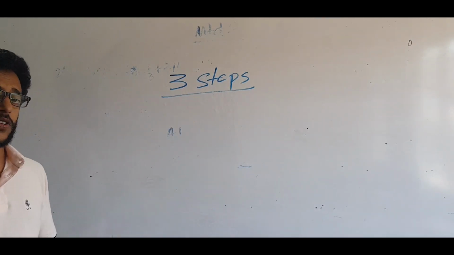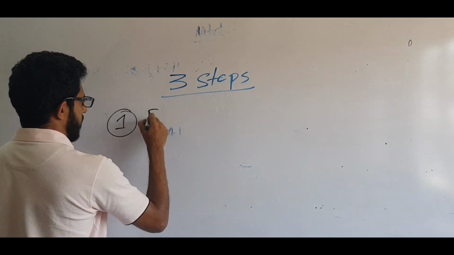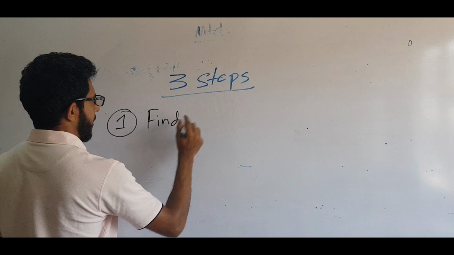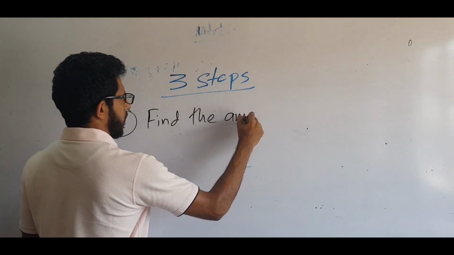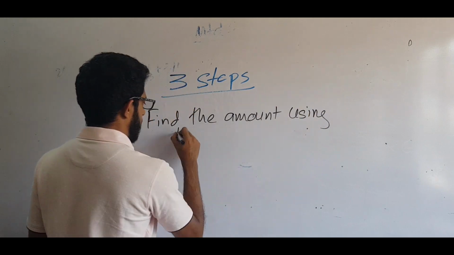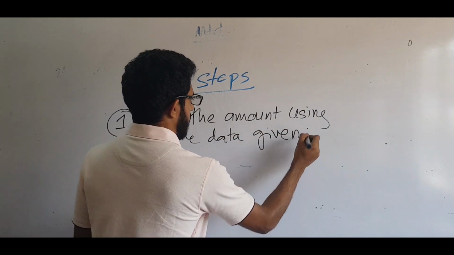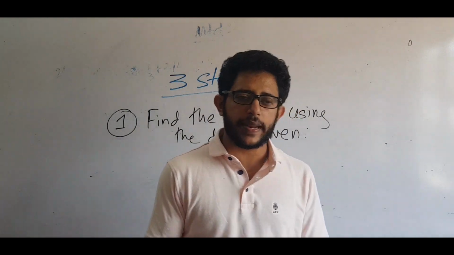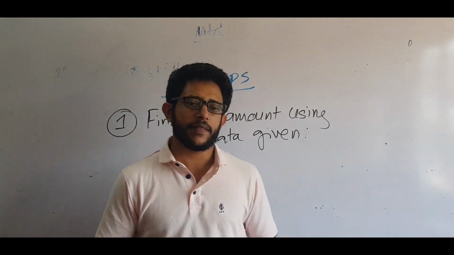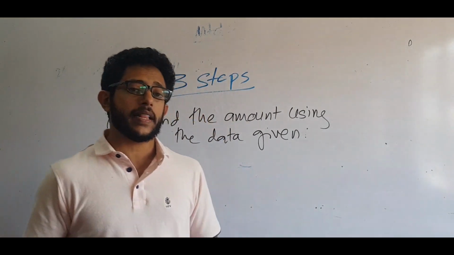What are those 3 steps? All the time, first, find the amount using the data given. That is always the first. You will be given the data, you will be given the mass, you will be given the concentration and the volume, whatever. You will be given the data to find the amount.